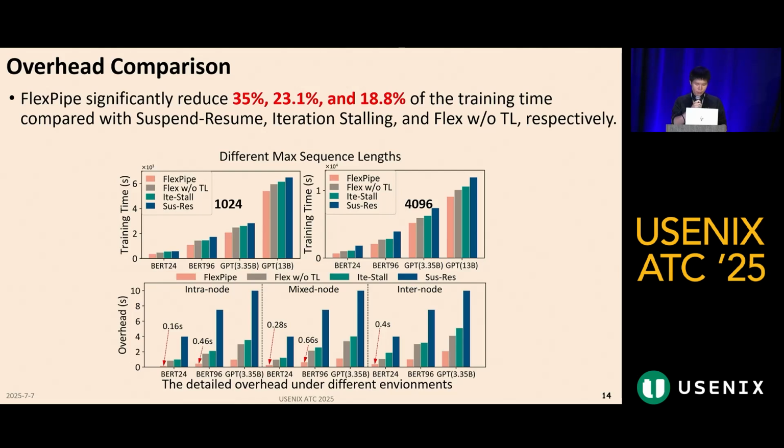The bottom graph provides detailed overhead under different environments, where other methods degrade across nodes due to communication bandwidth. FlexPipe maintains a minimal increase in overhead due to its elaborate overlap.